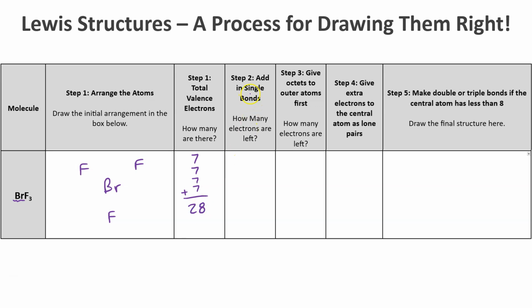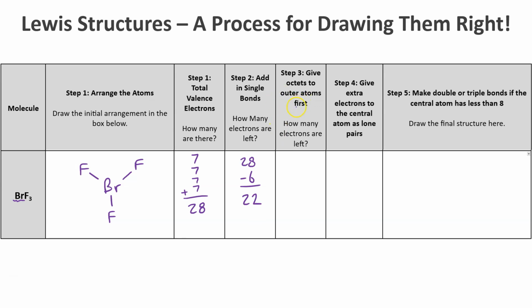Step 2 tells me what to do with those 28, first by adding in single bonds to connect all the atoms together. Need a single bond here for this fluorine, here for this one, and here for this one. Remember, each of those single bonds uses up 2 electrons of my original total of 28. That means of the original 28, I just used up 6, and there are only 22 electrons left to use.